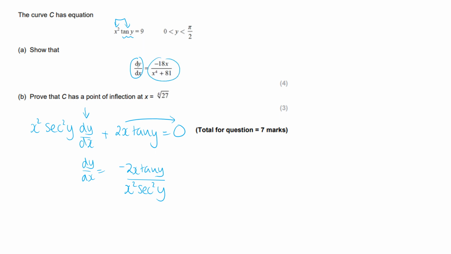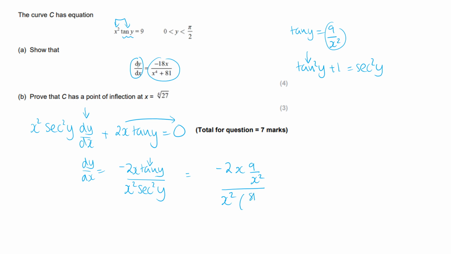So from my question, I can see that tan y is going to be 9 over x squared, and I will substitute in for that tan y in the numerator, and I can use the identity that tan squared y plus 1 is equal to sec squared y, and I will use this squared to go in there and replace the sec squared in the denominator. So this is going to be minus 2x times 9 over x squared divided by x squared times 81 over x to the 4 plus 1.